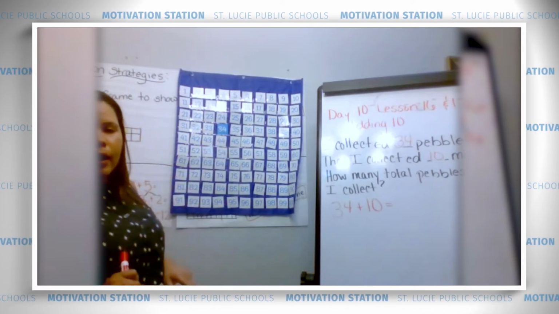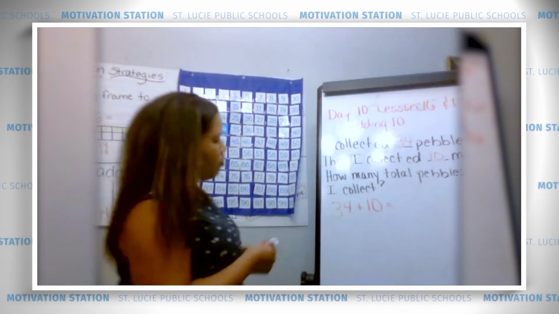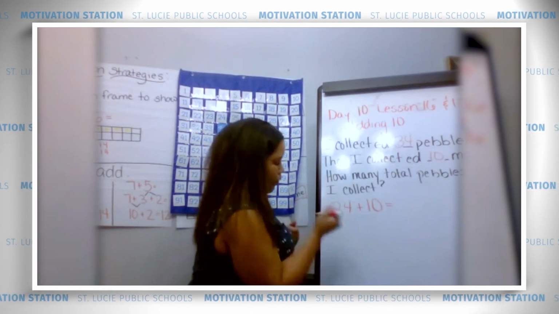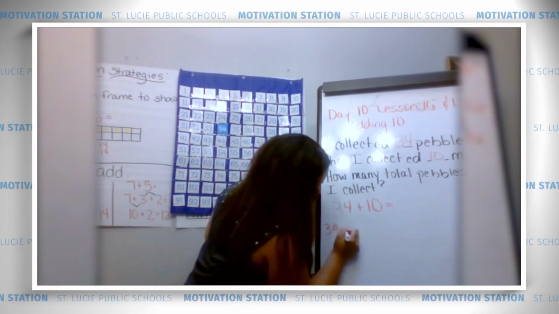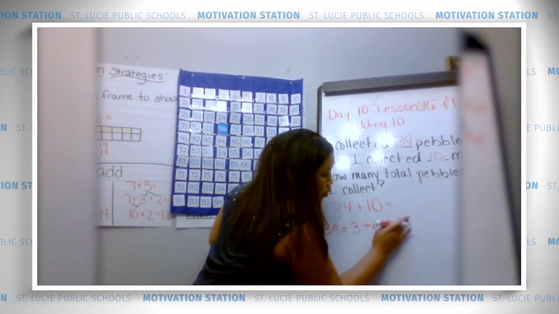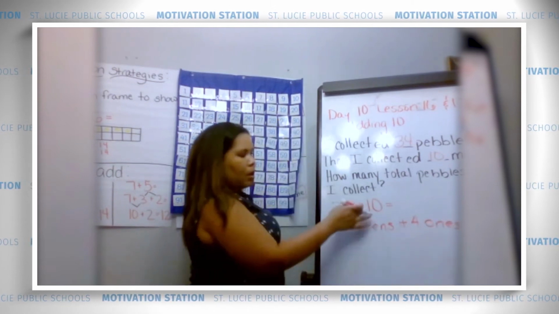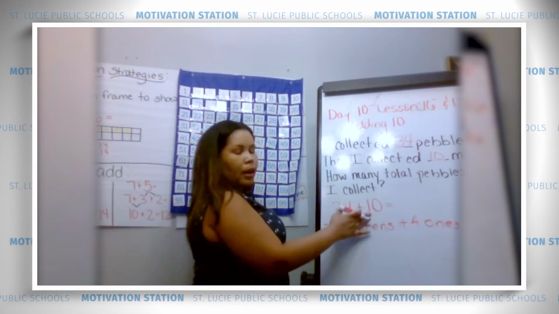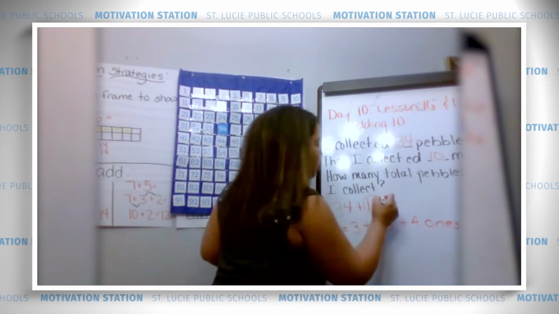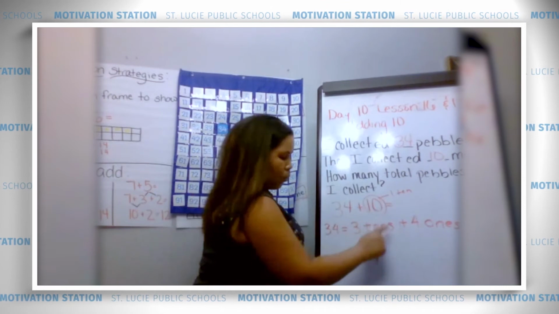But we could also go back to breaking down our numbers into tens and ones. I know that I have 3 tens and 4 ones in the number 34. 34 is the same as 3 tens plus 4 ones. If I'm adding a 10 to this, because in the number 10, I only have 1 ten. There are no ones. So I'm going to add one more ten here.